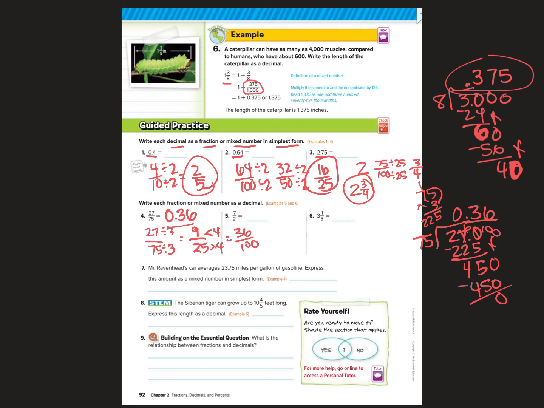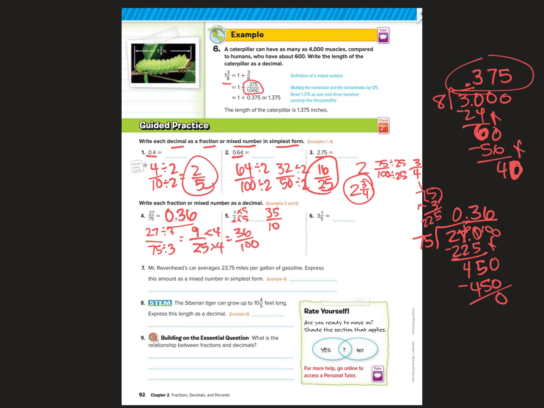Real quick, I want to look at the 7 over 2. Because you might think you should do 2 divided by 7, but that would be bottom divided by the top. And here's what I could do. I know how to multiply 2 to make it a 10. Just multiply by 5, multiply by 5. I will get 35 over 10. Oh, let me erase that. Try that again.